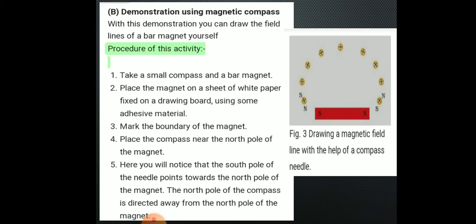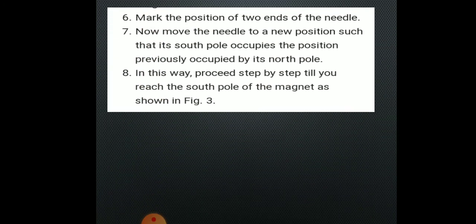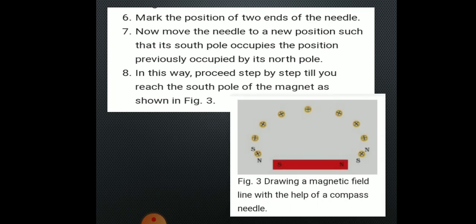Put one point there at the north pole of the magnetic compass, and later slowly change the position. Mark the positions of the two ends of the needle. Now move the needle to the new position. You can see the new position here. Repeat the same procedure, going on marking. What happens is the south pole occupies the position previously occupied by the north pole.